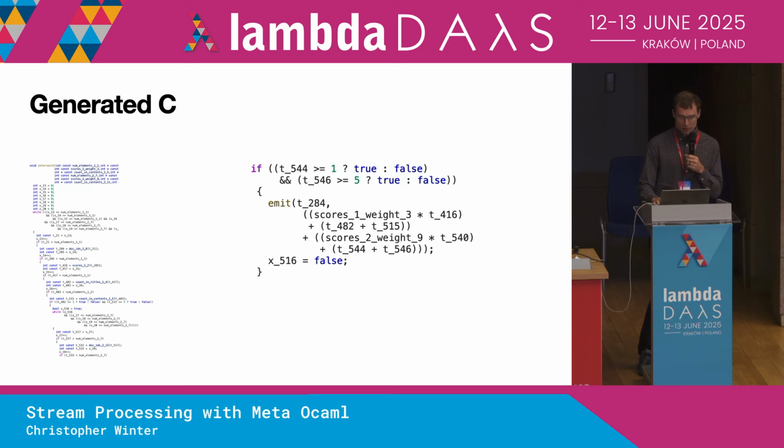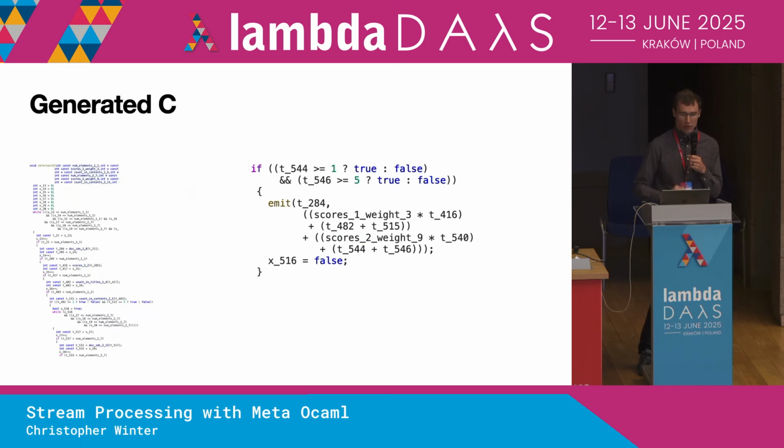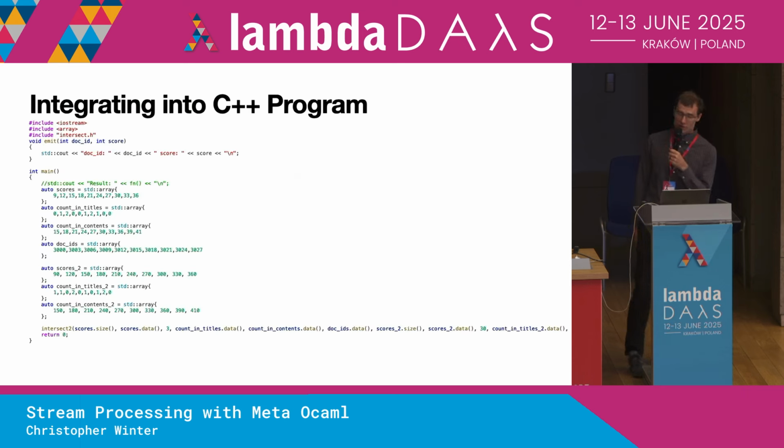And in our original pipeline, we're applying the scores, we're applying some weight, and then we have some other mathematical operations. But if we look at the final result, we only end up doing those calculations when we actually want to emit. So we're not wasting CPU cycles doing mathematical operations on documents that we don't care about. And then the last bit is we can integrate this into a C++ program where we can set up some test data. We have the emit function that we told the library about, and then we just call the intersect2 function that it generated for us. Done? Yep. Oh, good.